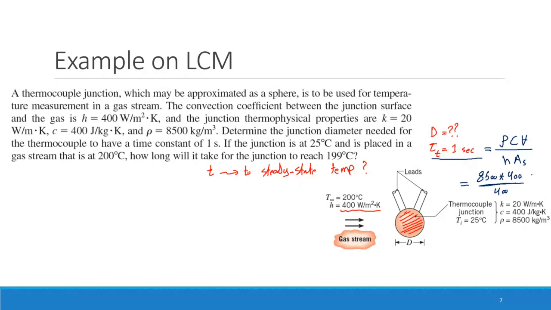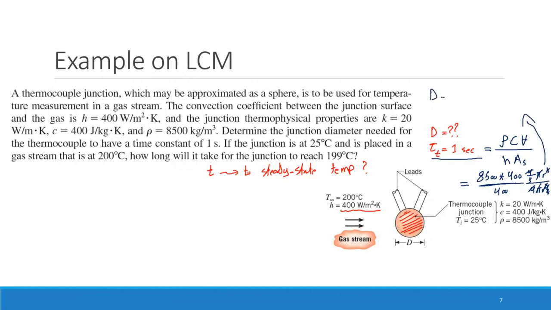Now what is the volume for a sphere? 4/3 πR cube, divided by 4πR², right? I think it should be R square. Yes, R square. You're right. The 4 will cancel with 4, and the π with π. You're going to have R divided by 3.